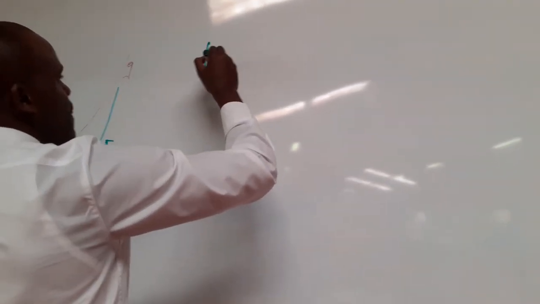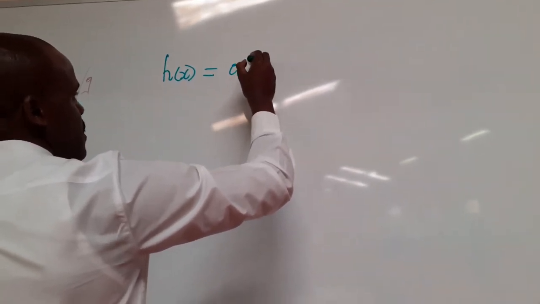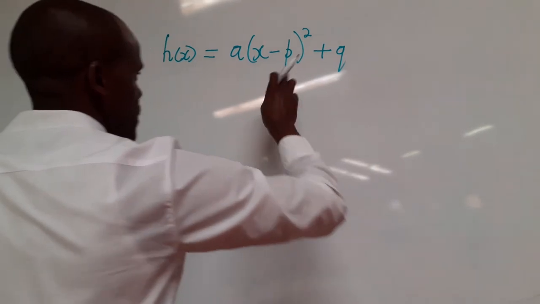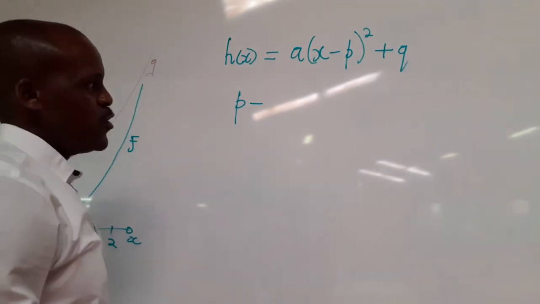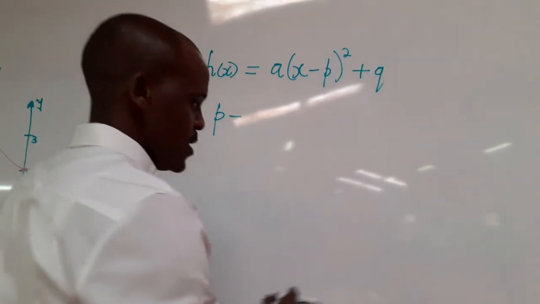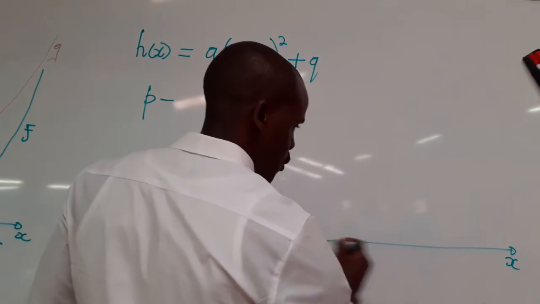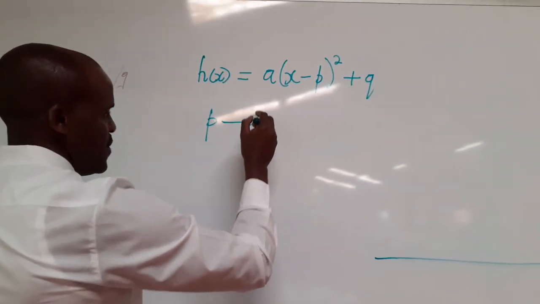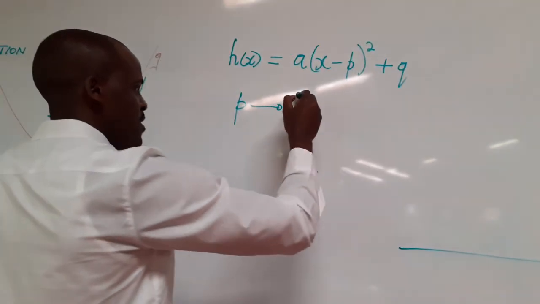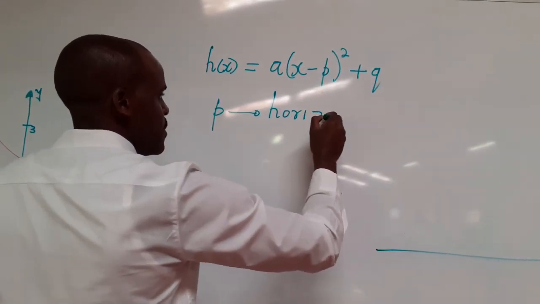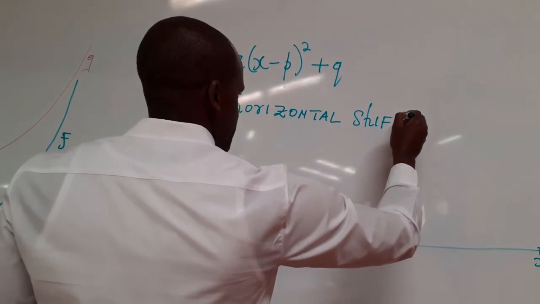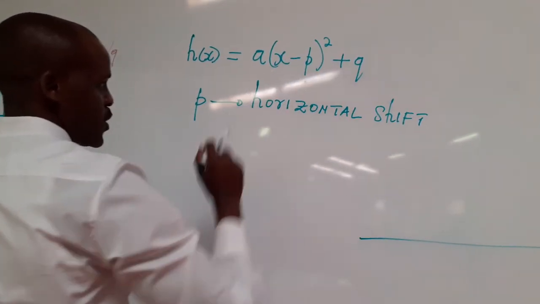And the standard form of it now will be looking like h at x equals a into x minus p plus q. When you look at p, it's x minus p. That's our x. So we are moving along x, x minus p. This is a horizontal line, therefore this is a horizontal shift.